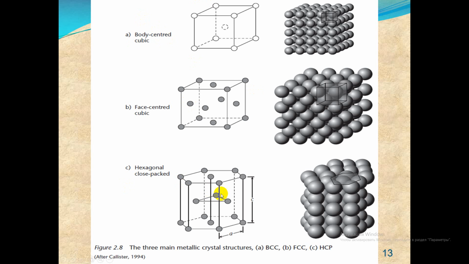And hexagonal close packed. This is the third common structure type. The common metals conforming to this type include zinc, magnesium, cobalt, and cadmium. The atomic packing factor for hexagonal close packed is 0.74. So it's a truly close packed structure.